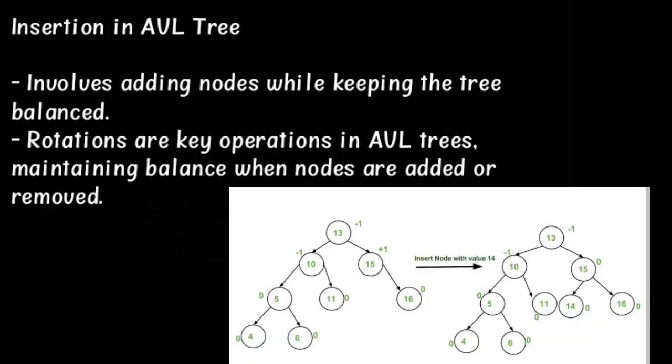Now let's move to insertion in an AVL tree. It involves adding nodes while keeping the tree balanced. Rotations are key operations in AVL trees, maintaining balance when nodes are added or removed. It is also similar to insertion in a binary search tree, but after inserting an element, you need to fix the AVL properties using left or right rotation. If there is an imbalance in the left child's right subtree, perform a left-right rotation.